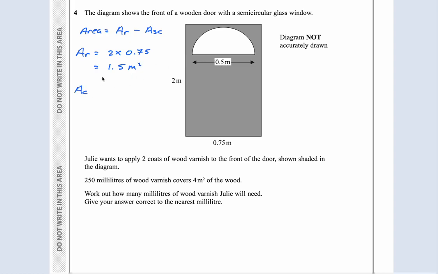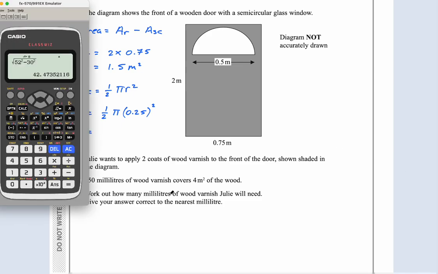Area of the semicircle. The area of a circle, guys, is pi r squared. So the area of a semicircle, which is half a circle, is a half pi r squared. So this is a half times pi times r squared. Now, if the diameter is 0.5, the radius is 0.25 because the radius is half the diameter. So it's 0.25 squared. And now I will use my calculator, please. This becomes a half times pi times 0.25 squared.